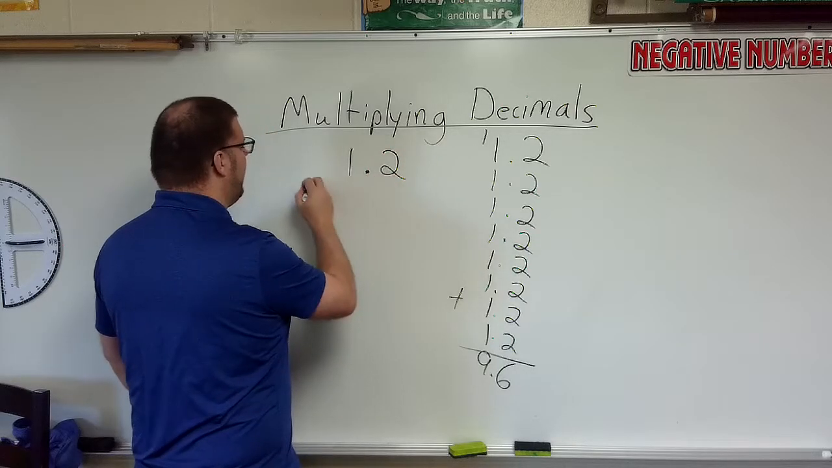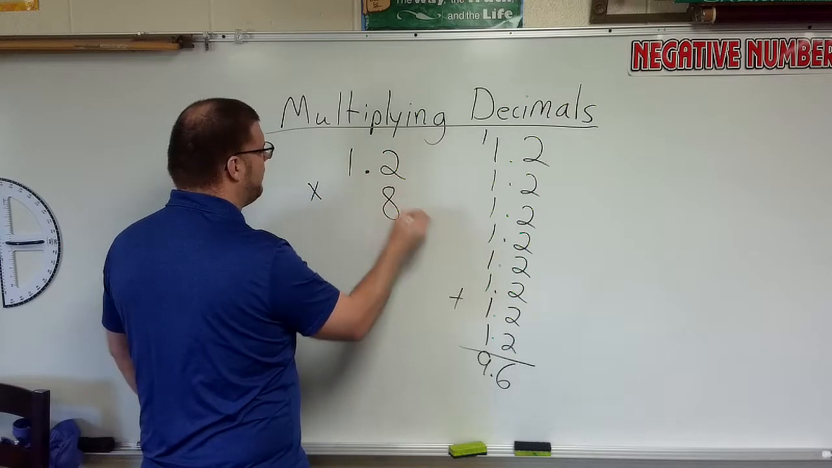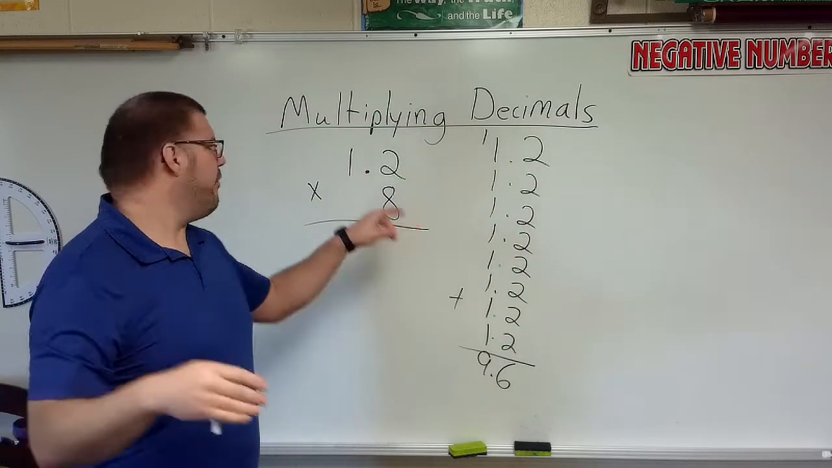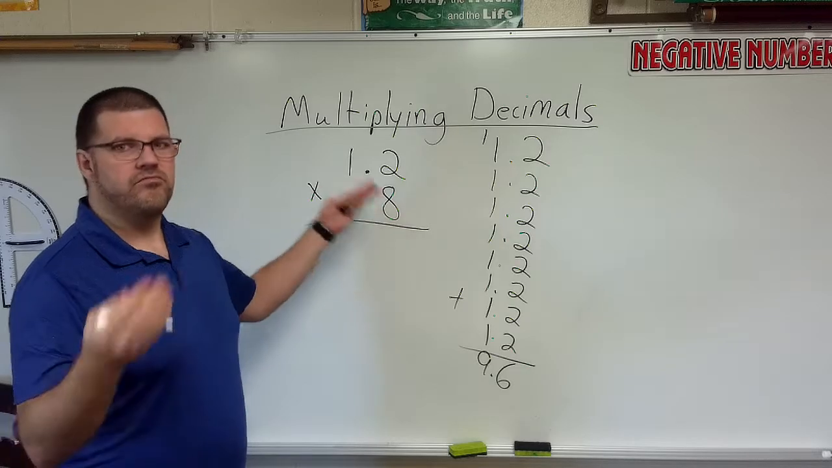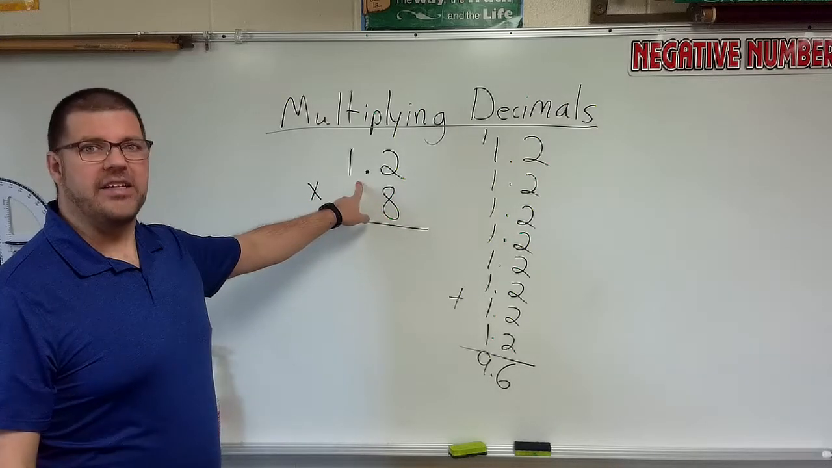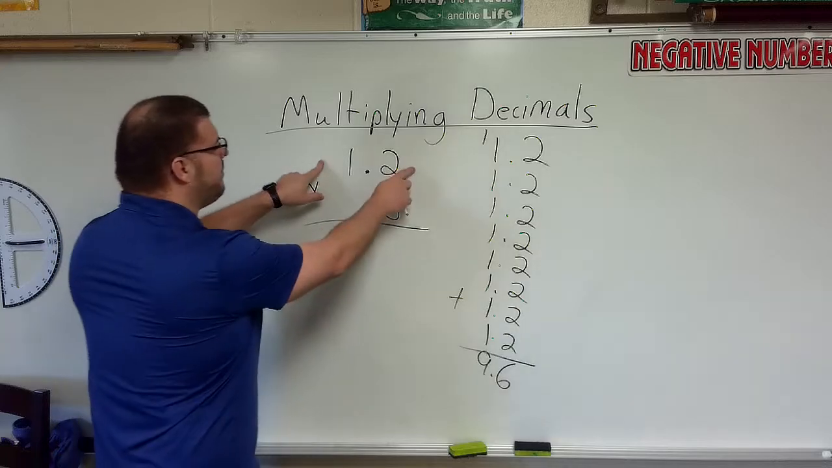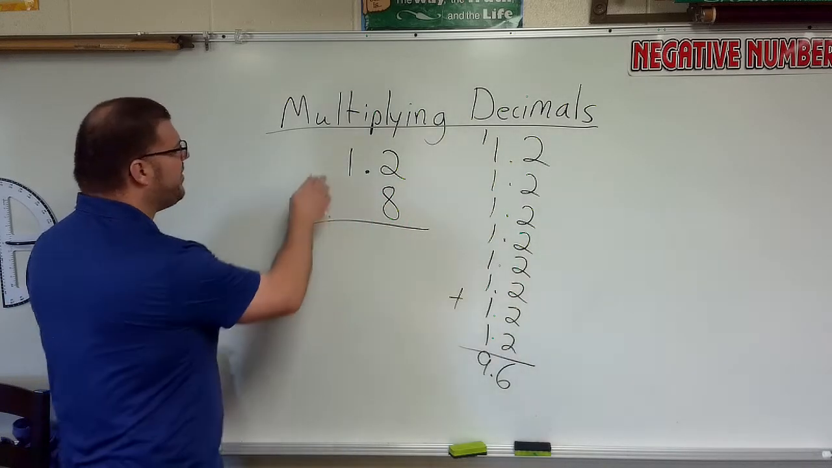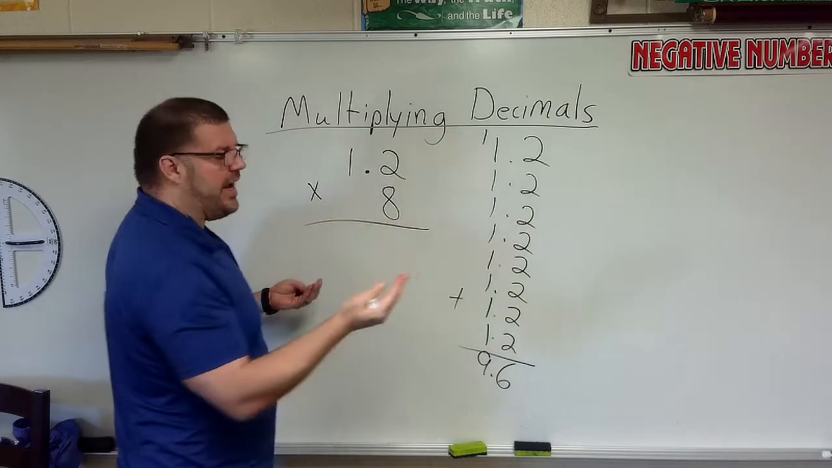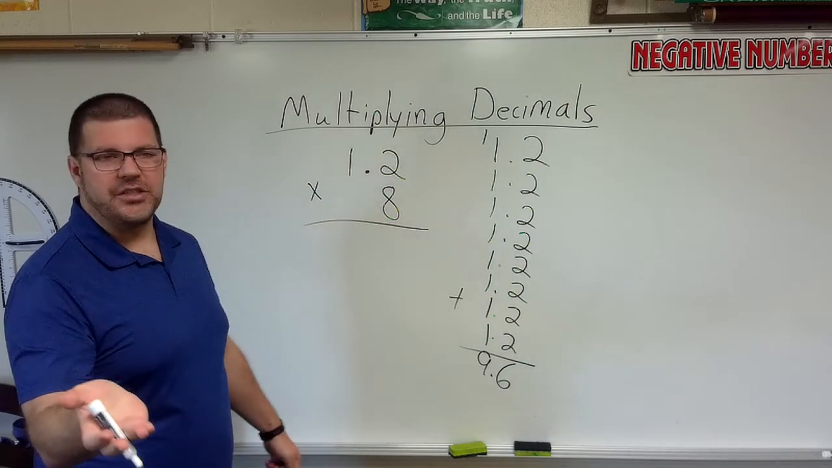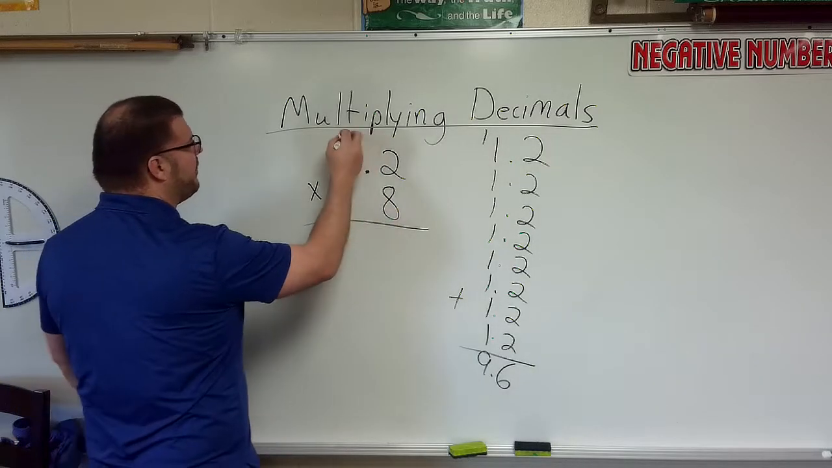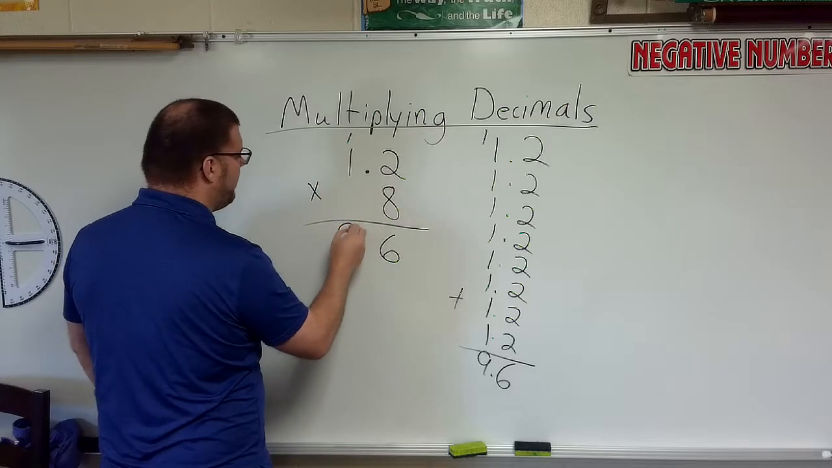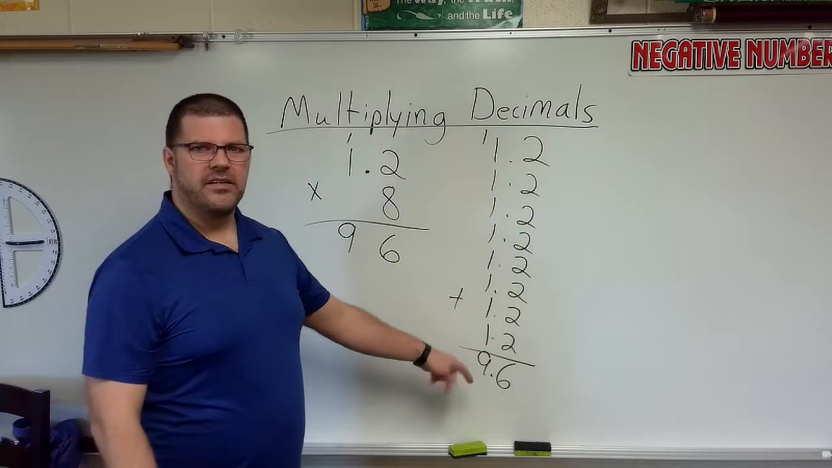1.2 times 8. Notice how I put the 2-digit number on top of the 1-digit number. Even when you've got the decimals, you want to do that. Always have the number with the most digits on top. Now, it's just like normal multiplication. You guys know how to do this. 8 times 2 is 16. 8 times 1 is 8. Add that. Look, there's 96.